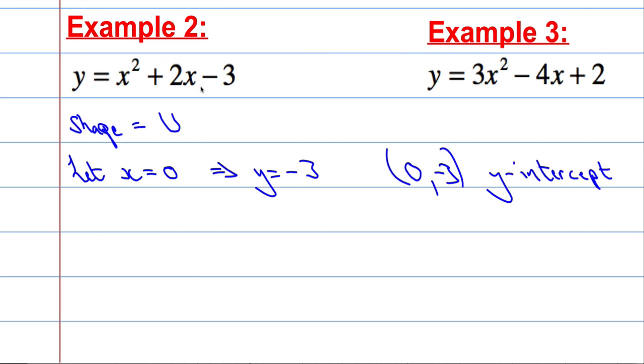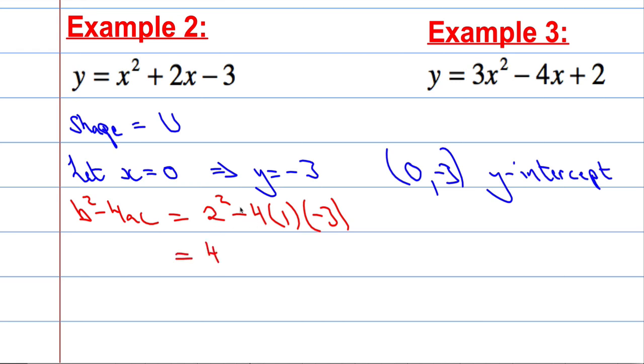Okay, let's now consider the number of roots. So does this quadratic cross the x-axis? So we're going to check the discriminant. b squared minus 4ac equals 2 squared minus 4 times a, which is 1, times c, which is negative 3, which equals 4 minus, or negative 4 times 1 is negative 4, times negative 3 is going to be positive 12. So you get 4 plus 12 equals 16.